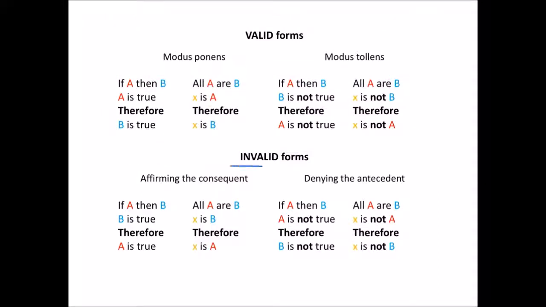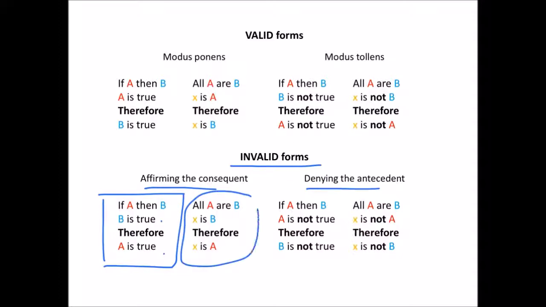Equally, the invalid forms of argument that we've looked at, affirming the consequent and denying the antecedent, also have generalised forms. Here's the simple version of the invalid pattern affirming the consequent. If A is true, then B is, and B is true, so A is. And here's the generalised version. All A are B. X, some particular thing is B, so that thing is A. This is invalid.